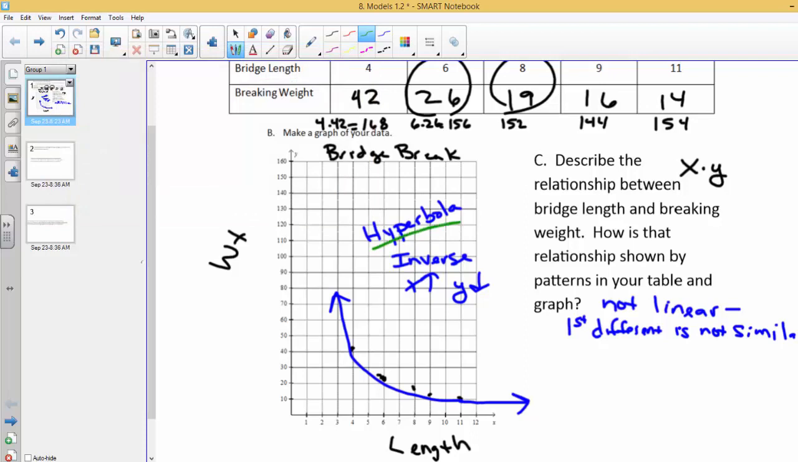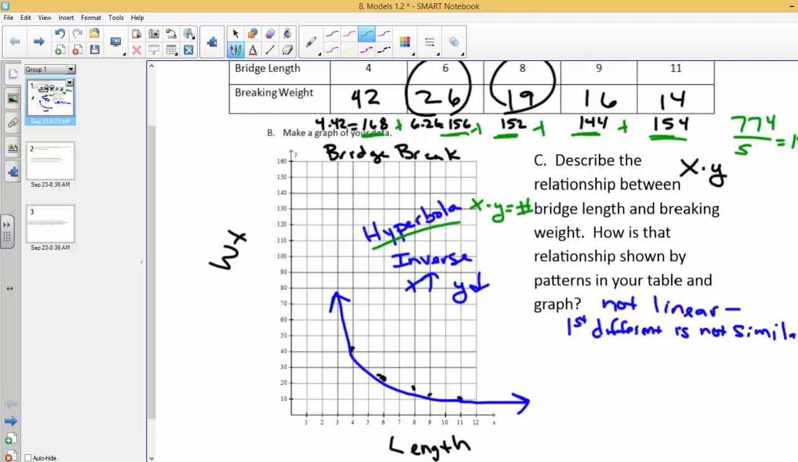Okay, and since something is probably a hyperbola, that means that when you multiply the two numbers, you should get the same exact number or close to it. So we can take the 168, 156, 152, 144, 154 and average them. If you add them, you get 774. And then there were 1, 2, 3, 4, 5 numbers. So if you divide that by 5, your average is 154.8.